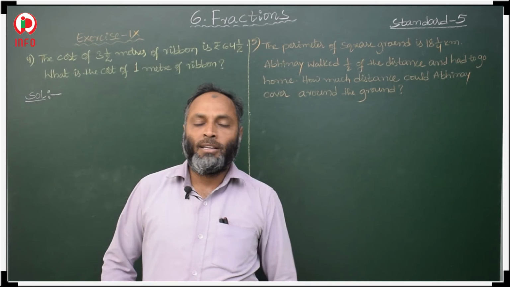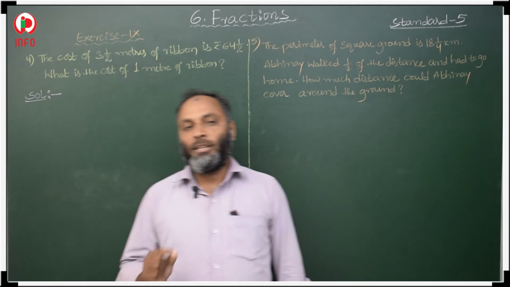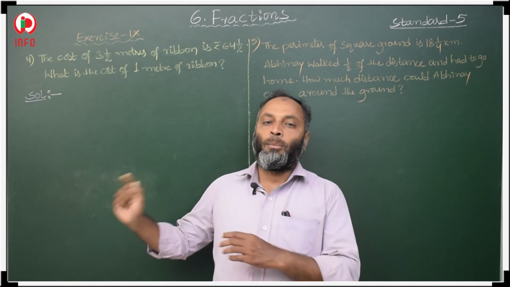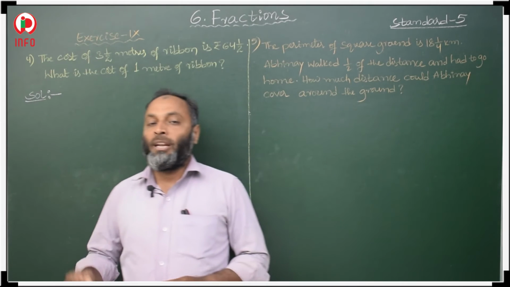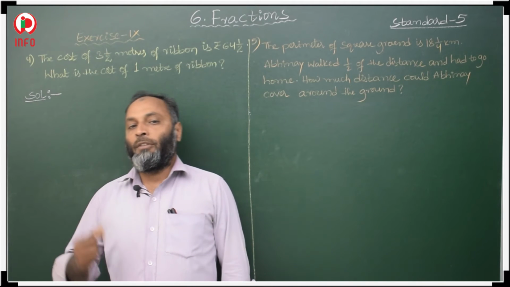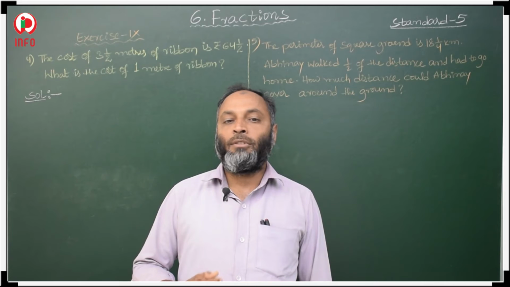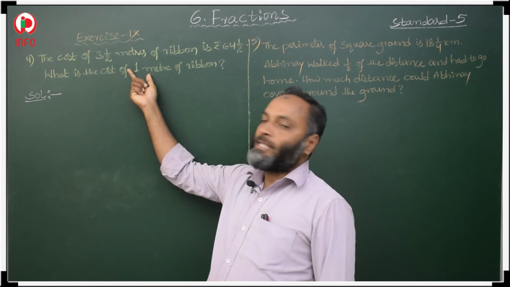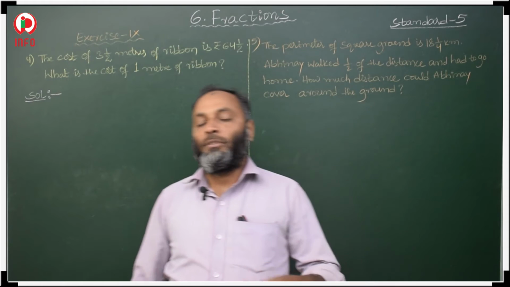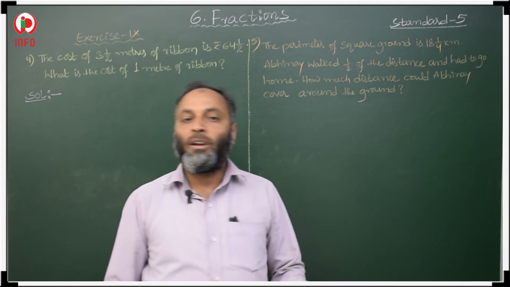Here see, the cost of 3 1 by 2 meters of ribbon is given, and it is asking for the unit cost. So that means we have to do division here. Why do we have to do division here? Here the more quantity is given and the unit is being asked. So that means we have to divide.